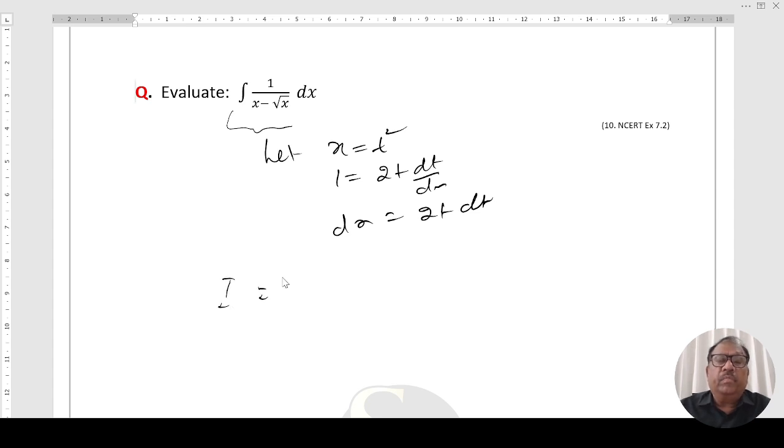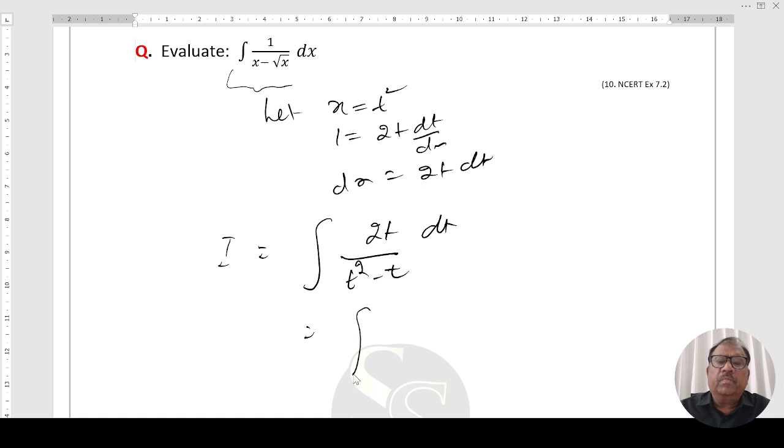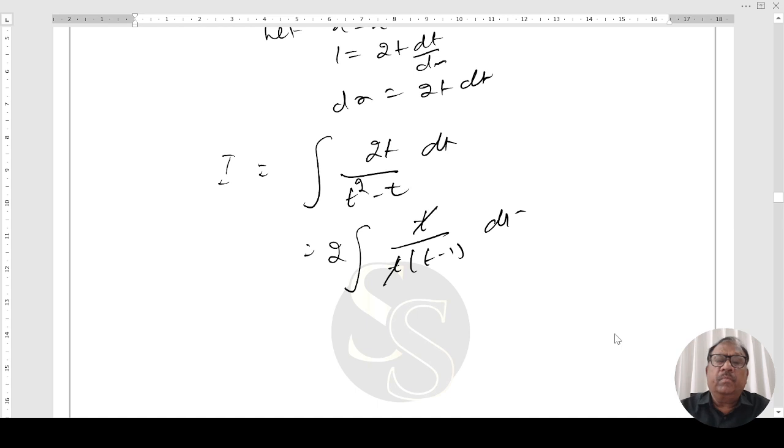Integration will become now dx is 2t dt upon t square minus t. Right? On further simplification, we get t common, t minus 1 dt. This goes, so pending is twice 1 over t minus 1 dt.